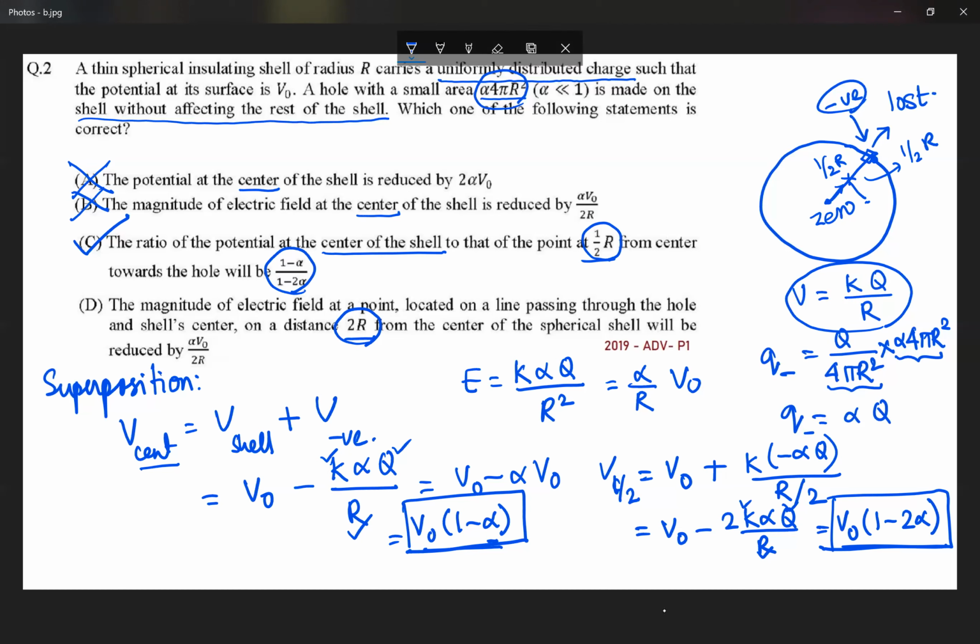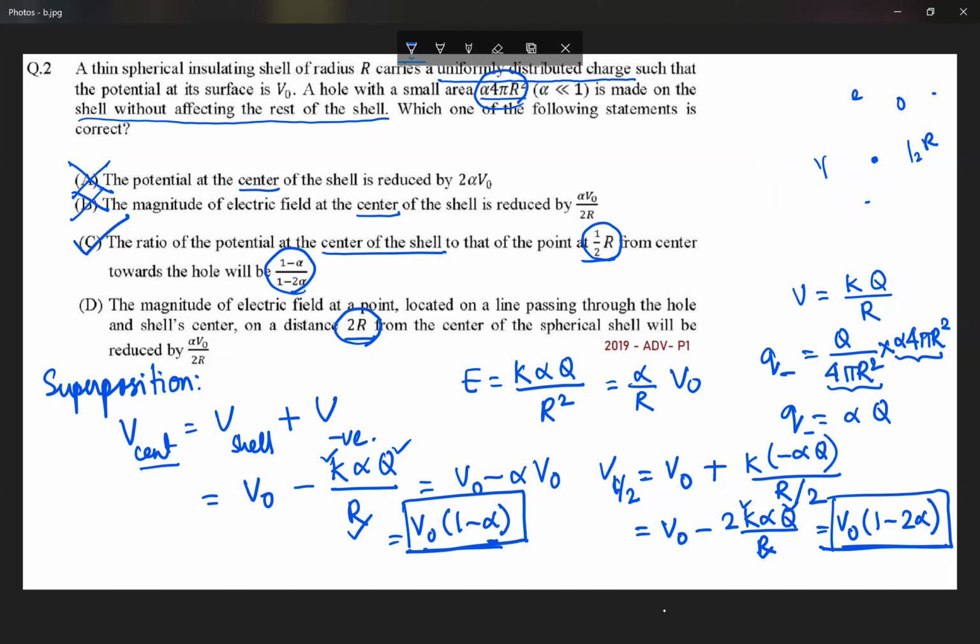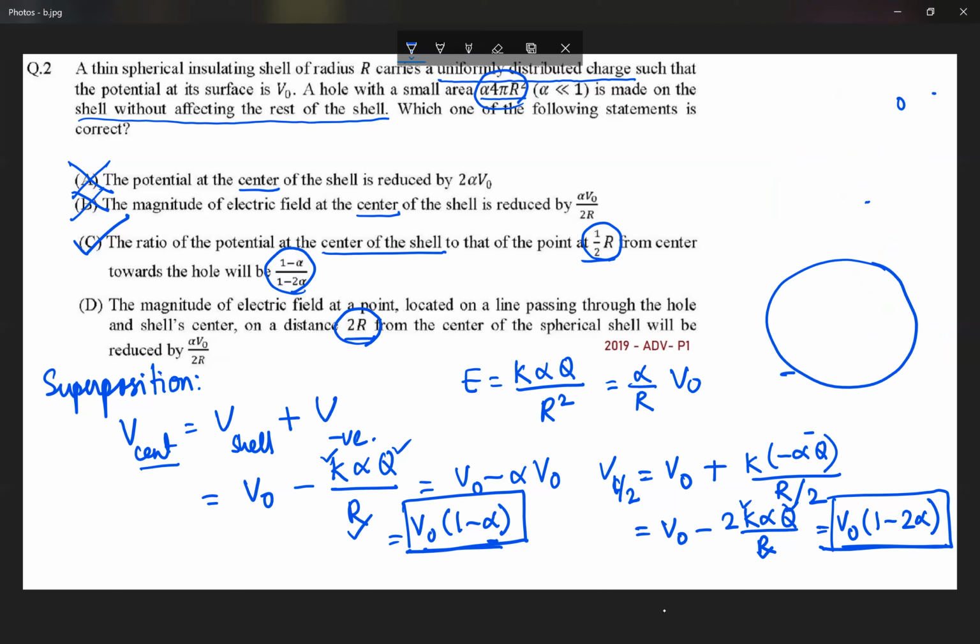So to calculate this, let us first realize that we have added a negative charge to the surface of the sphere. So adding a negative charge will affect the electric field outside the sphere. So redrawing the diagram, we have a sphere. At the surface there is a hole, so we have added a negative charge equal to alpha q. This is the center. We have to find out the electric field at a distance of 2R. So this distance is equal to R and the distance from the center is equal to 2R.